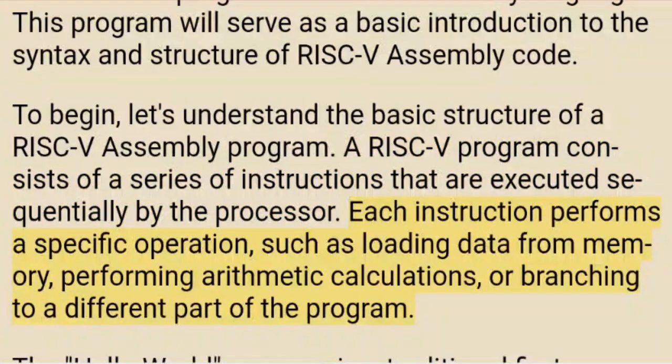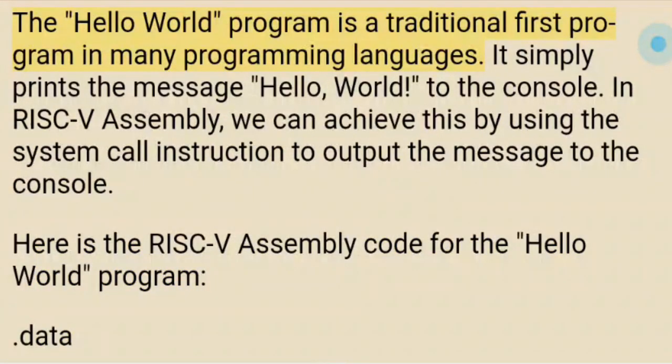Each instruction performs a specific operation, such as loading data from memory, performing arithmetic calculations, or branching to a different part of the program. The Hello World program is a traditional first program in many programming languages. It simply prints the message "Hello World" to the console. In RISC-V assembly, we can achieve this by using the system call instruction to output the message to the console. Here is the RISC-V assembly code for the Hello World program.